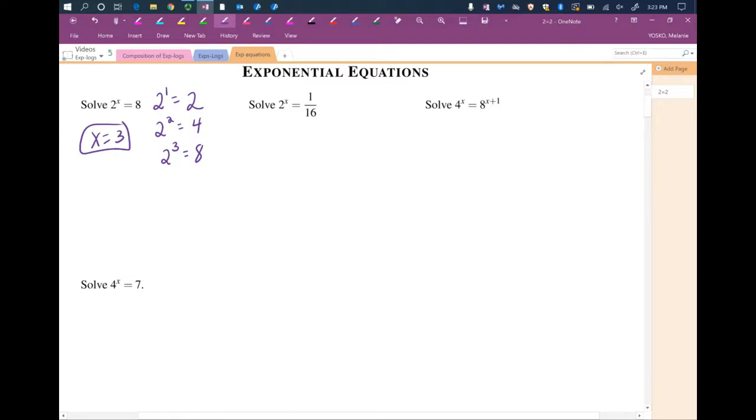Solve 2 to the x equals 1 over 16. Well, the problem is this one has a fraction. 16 is in the denominator. There's a 1 in the numerator. So it might be helpful if we just ask ourselves this in maybe 2 pieces. 2 to the x equals, let's just look at the 16 first. What number do I raise 2 to get 16?